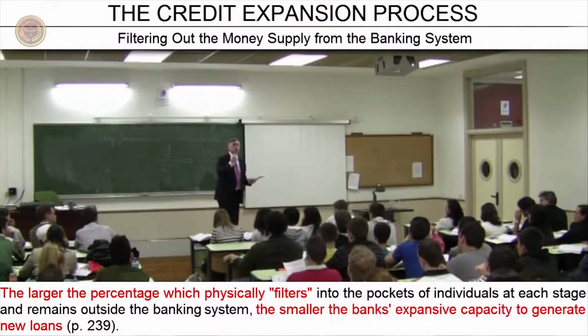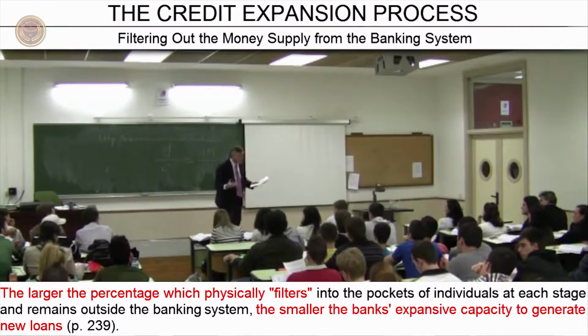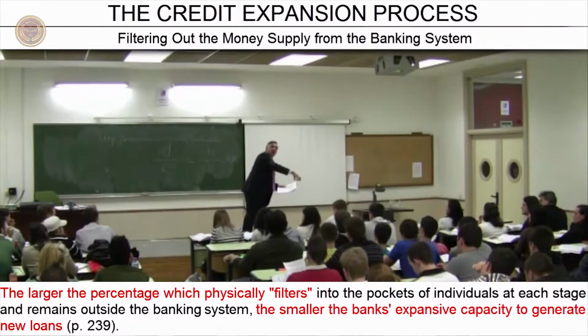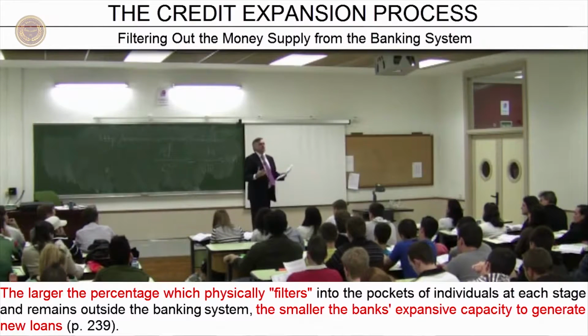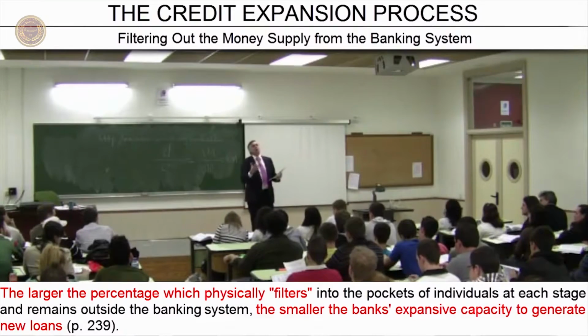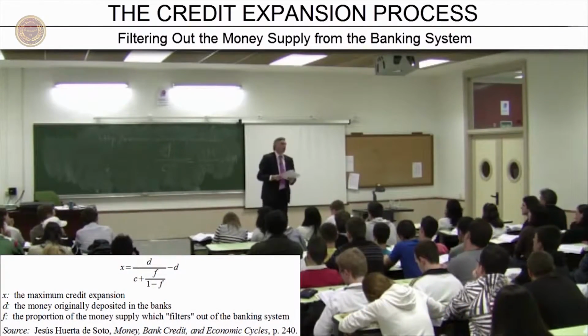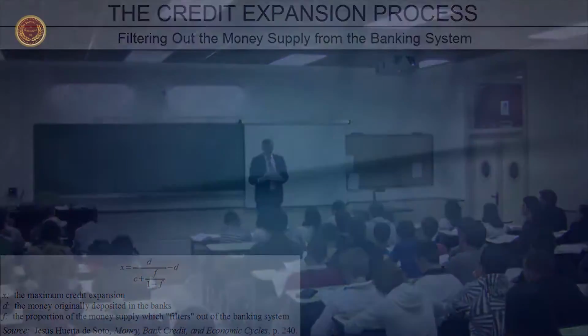And this amounts to a sort of filtration out of the system of means of payment which do not ultimately return to the bank. So, even if the reserve ratio is 2%, it is as if it were 10%, practically speaking, because of what filters out of the banking system. And all the formulas are worked out for you on pages 239 to 241.